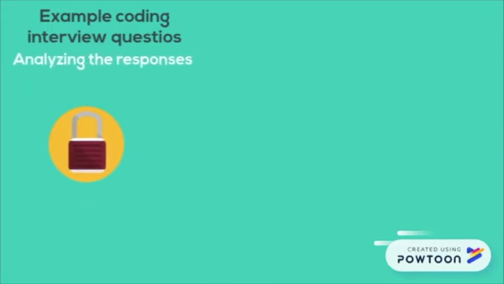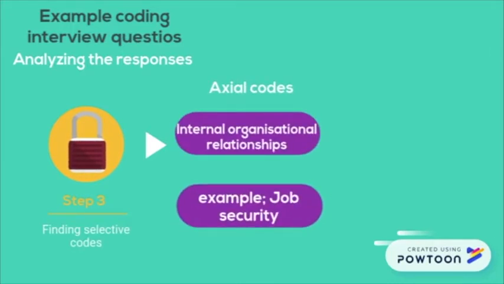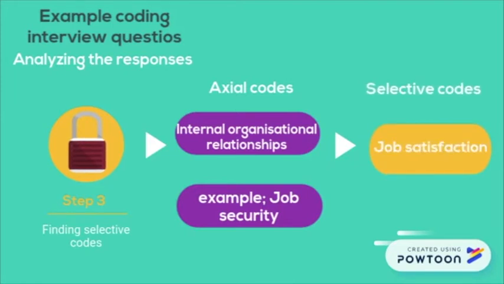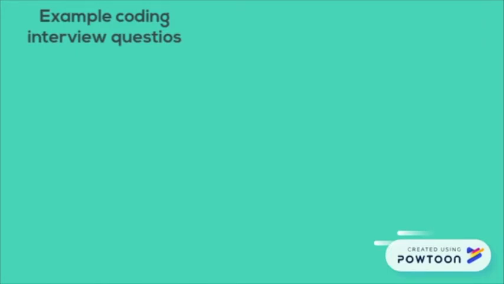Now, in step 3, remember how we said we'd only use one interview question to come up with the codes in step 2 and 3? Of course, this is not the only interview question we asked. So, for example, another axial code that was determined in the analysis was job security. When determining the selective code, we tried to categorize all axial codes in the research. In this case, all axial codes lead us to the selective code, job satisfaction.